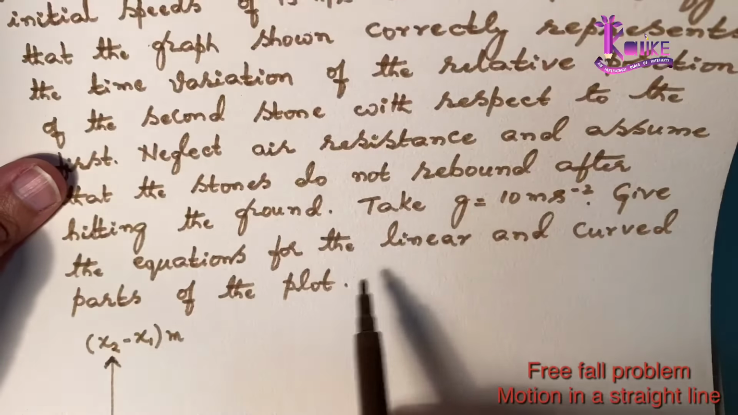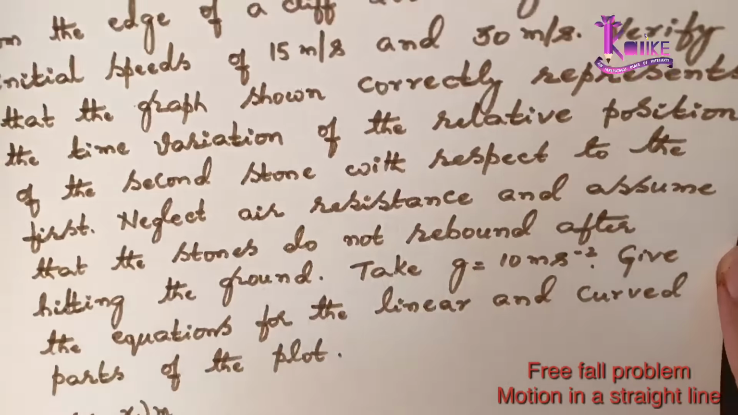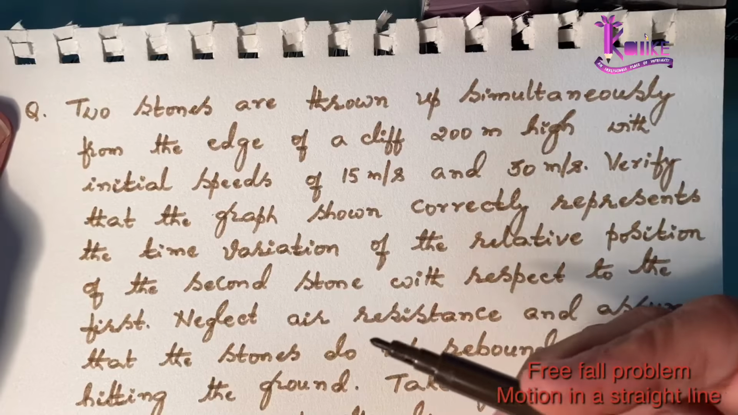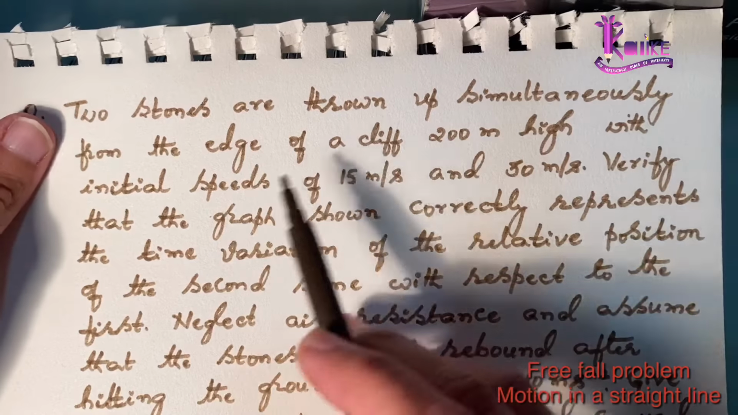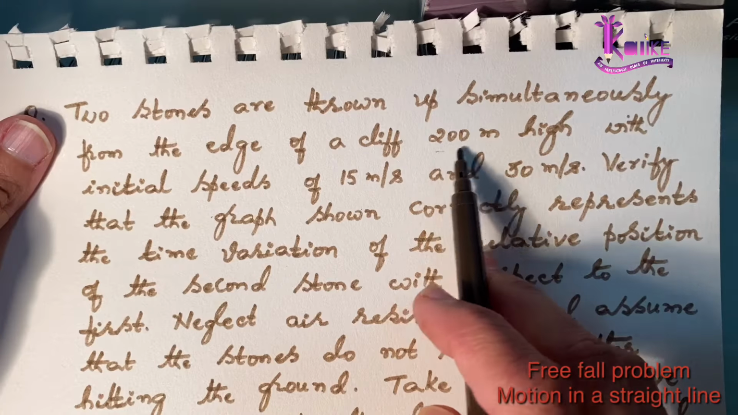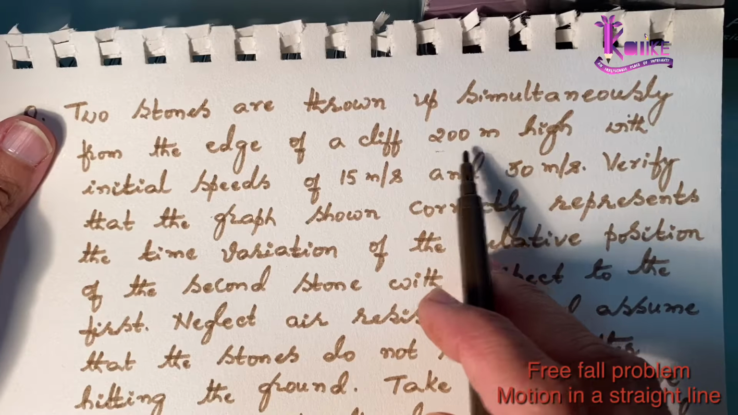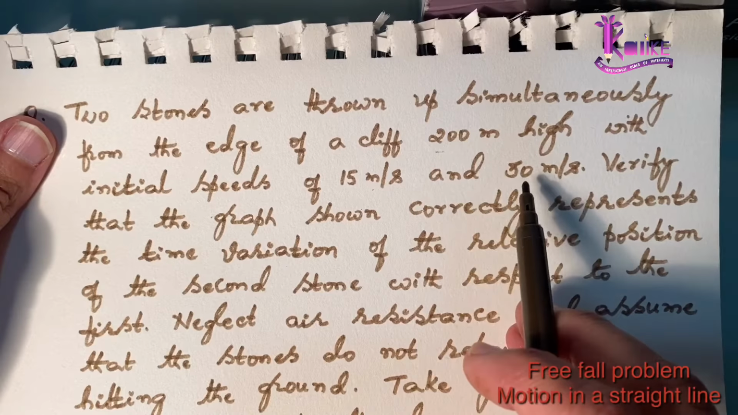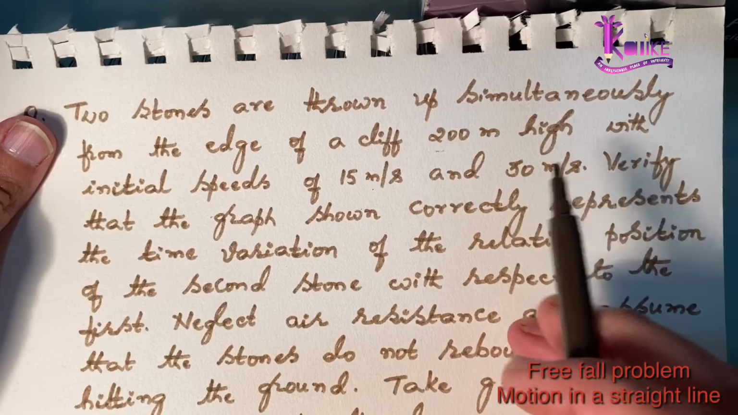Give the equations for the linear and the curved parts of the plot. So, now you have a problem here on free fall actually. It's a free fall situation where two stones are being thrown up from a cliff which is about 200 meter above the ground, right? So the cliff height is 200 meter from the ground, and both the stones are thrown simultaneously with different speeds, right? So they both undergo the same acceleration, that is the acceleration due to gravity in the downward direction.